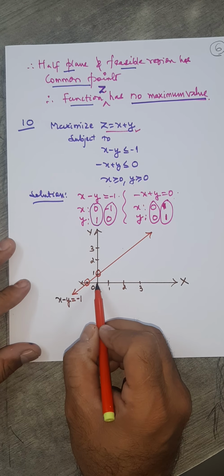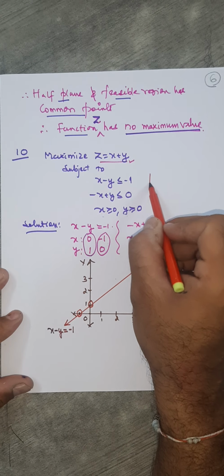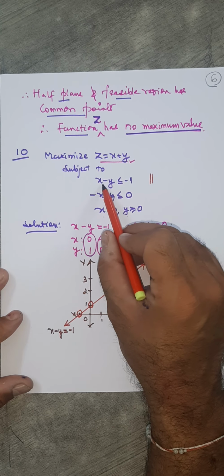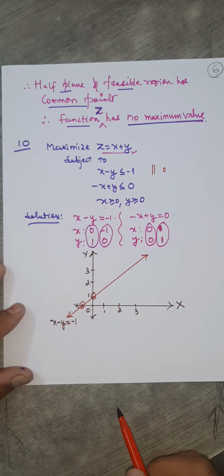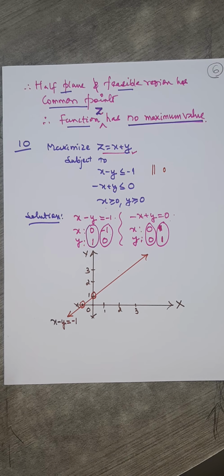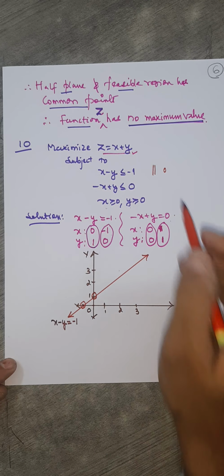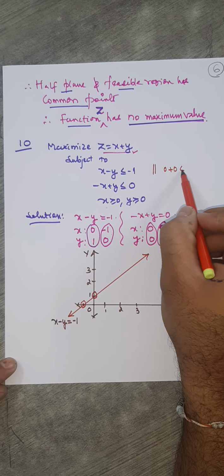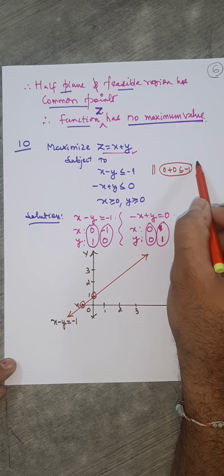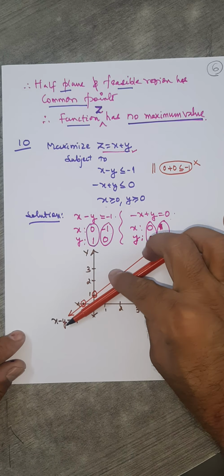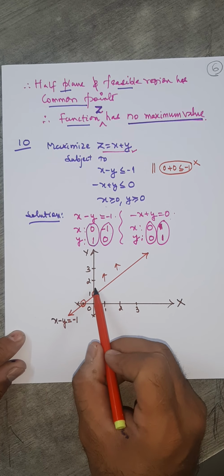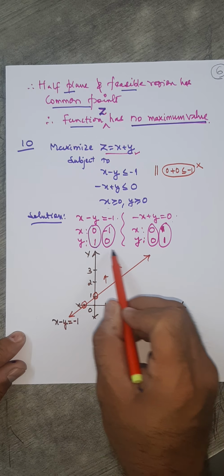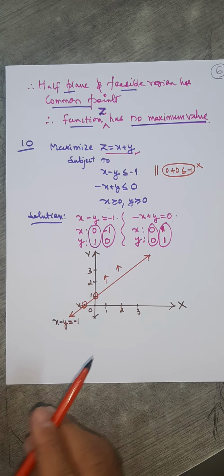So check for the origin. Will it satisfy this? Origin is (0, 0), and putting it in the first one, 0 plus 0 is less than or equal to -1. Is this possible? No. So this is not the required region. This is the region, the above part. This is the region in the first quadrant. So this is our solution region for the first one.